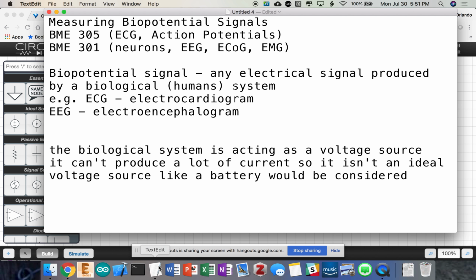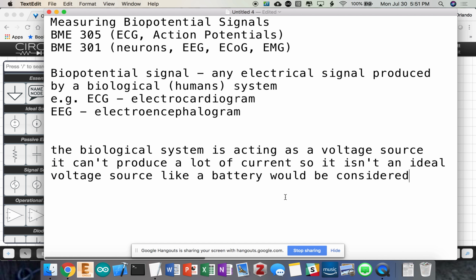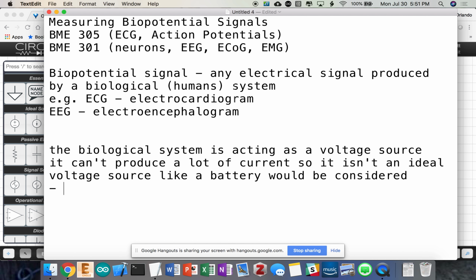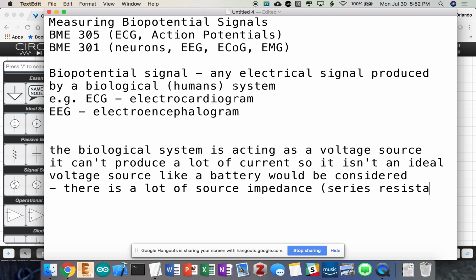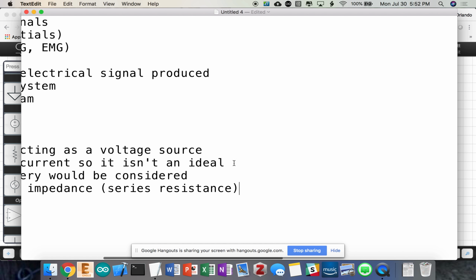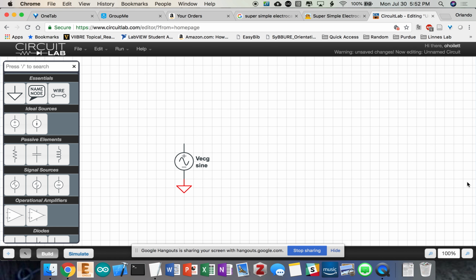Okay. And so if you want to get into some of the details, this is because we have a lot of source impedance or series resistance, and that's from a lot of things that's sort of out of scope of the workshop, but just to get you an idea of what you're talking about. So essentially, if this were a battery, a battery can produce quote-unquote unlimited current, right? Because the internal resistance of the battery is really, really low.